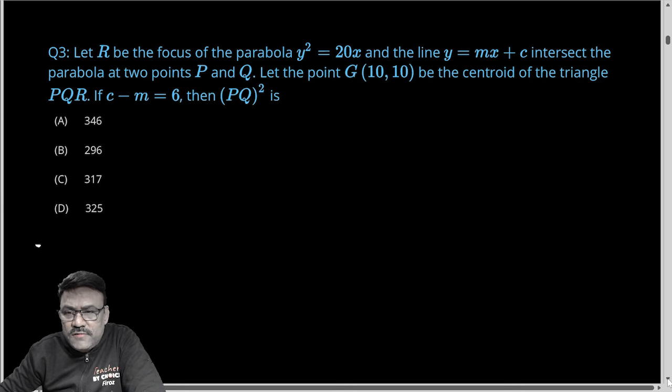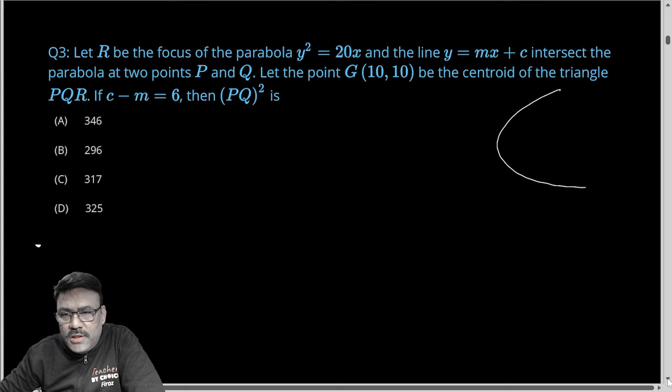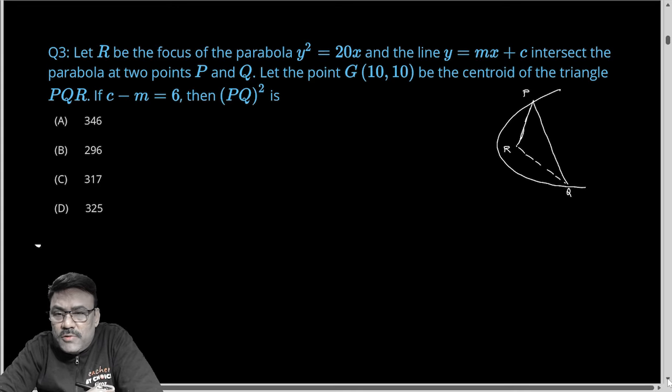So basically what they are saying, we have a parabola here. Let's say this is the parabola. And we have a line. Let's say this is the line. This line is cutting the parabola at P and Q. R is the focus of the parabola. So let's form a triangle here, PQR. This point R is the focus of the parabola. Now the centroid of this triangle PQR is given as 10, 10.